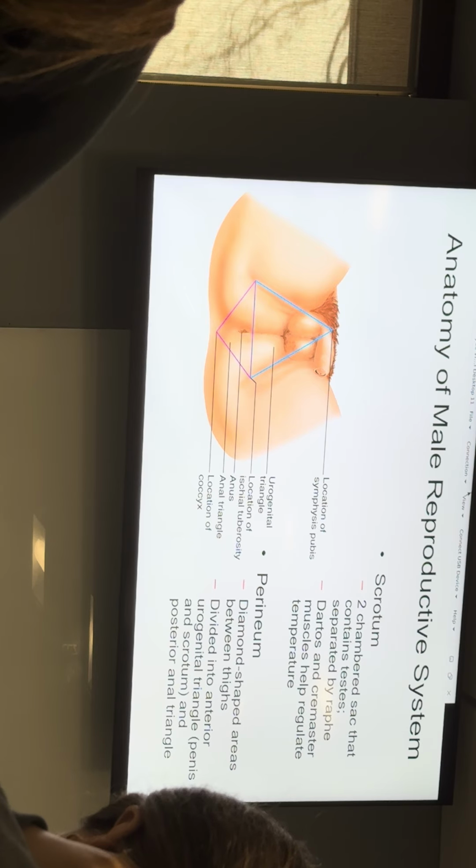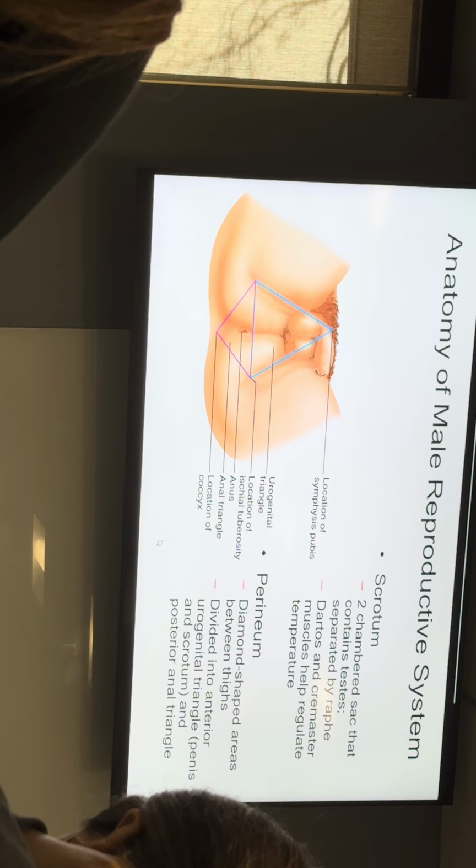And that happens anytime a guy ejaculates. Your testicles will go up and your dartos muscle will push up, and that is one of the things that then triggers ejaculation. So it's involved in both ejaculation and keeping your testicles at the appropriate temperature to have good sperm production.